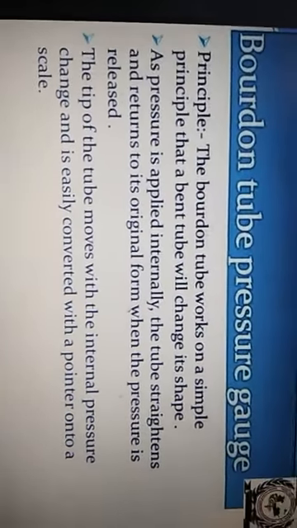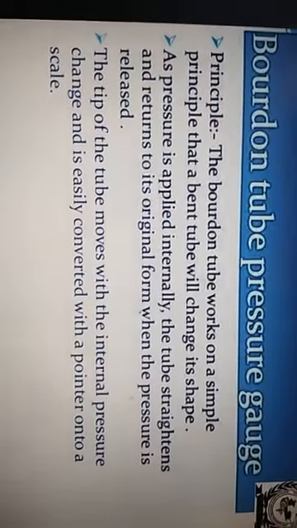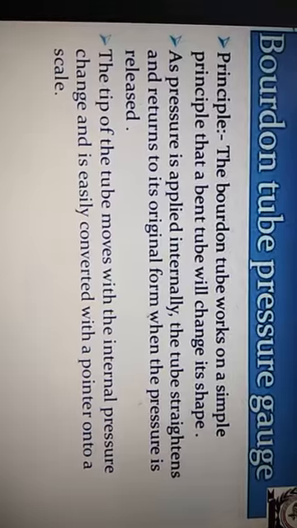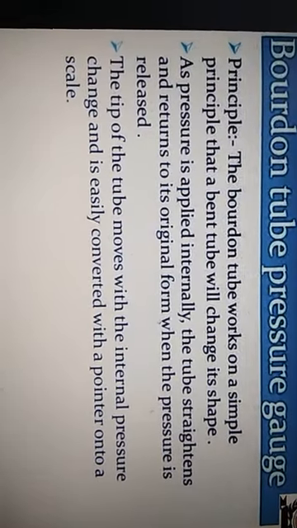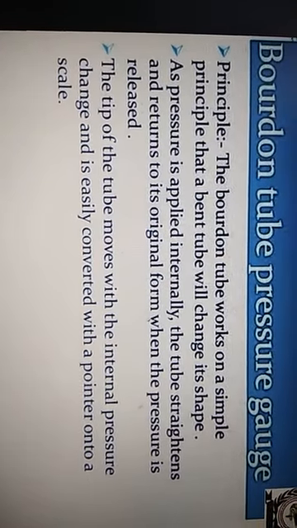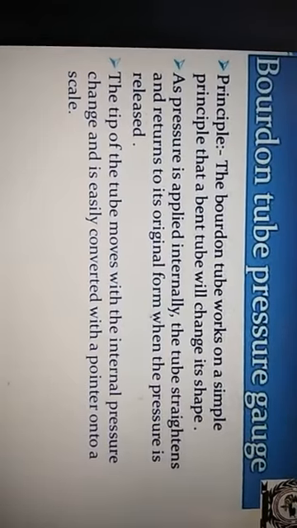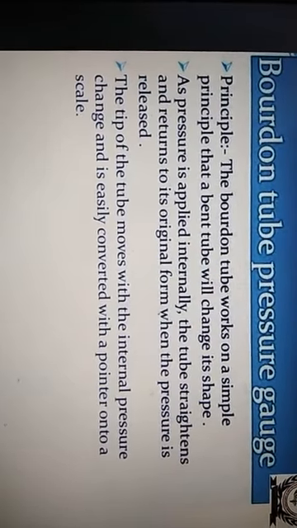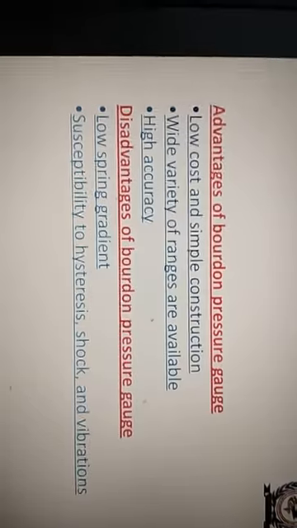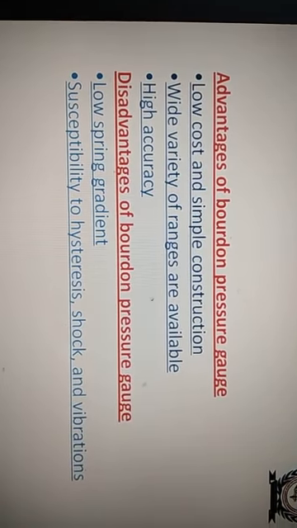So whatever pressure we apply, the tip of the Bourdon tube will change, and that will cause the pointer to move for the measurement of the pressure. This is the gauge. So this is the operation.